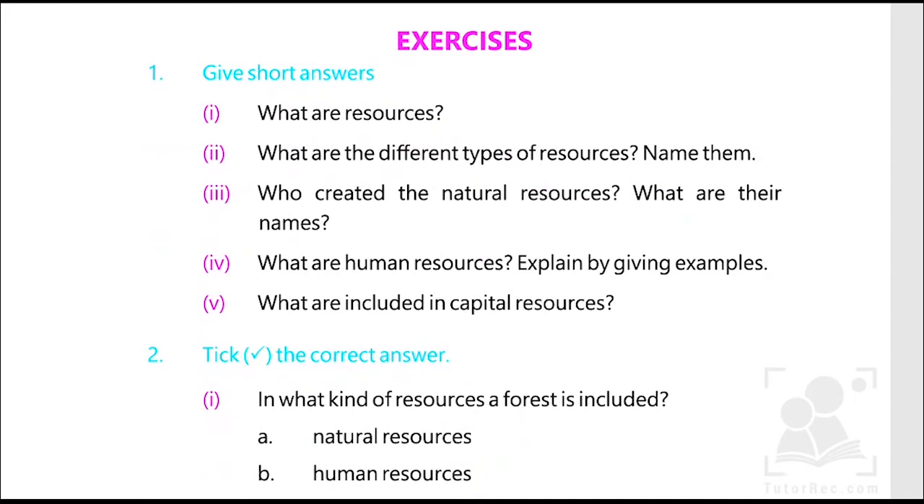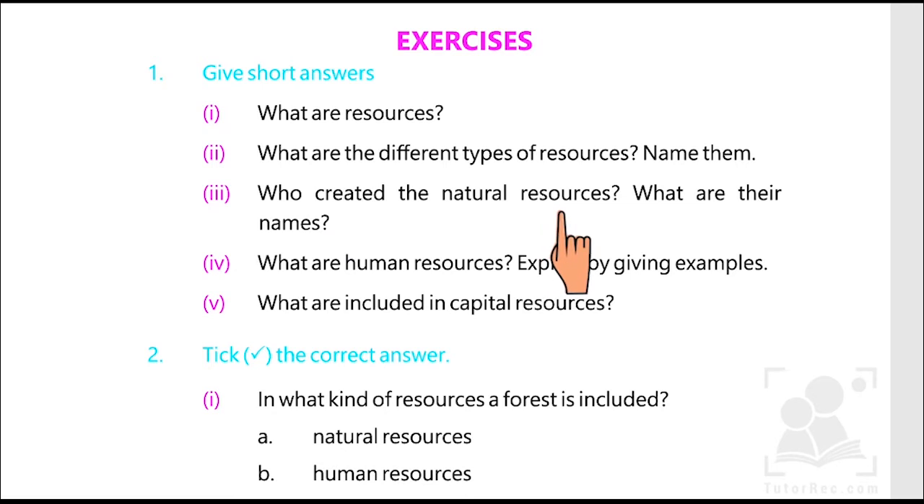Here in this exercise, we have to give short answers. We are going to just discuss these. You will do it on your own as the chapter is self-explanatory. What are resources? You will find the answer in the text. The resources are basically anything that helps us grow and earn. What are the different types of resources? Name them. We have 3 types of resources. First is your natural resource, your human resource, and capital resource.